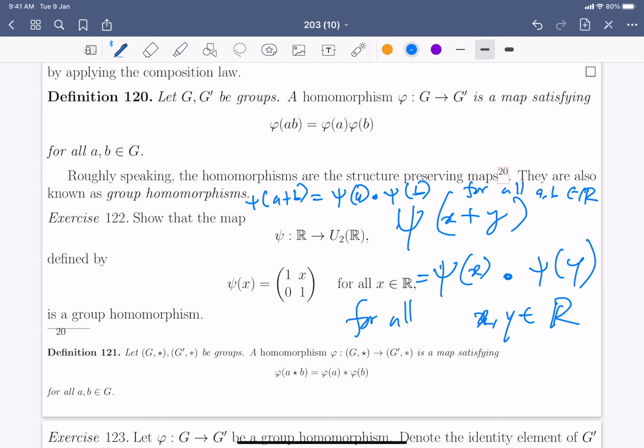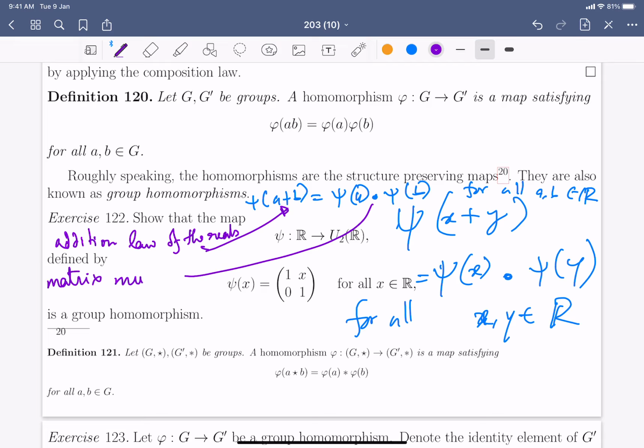Let me also put a dot here, and then let me remark that this is the addition law of the reals, and this is matrix multiplication. So this is matrix multiplication and this is addition. And as you see here, psi of AB is psi A times psi B. So there is some sort of concern or care that we need here.